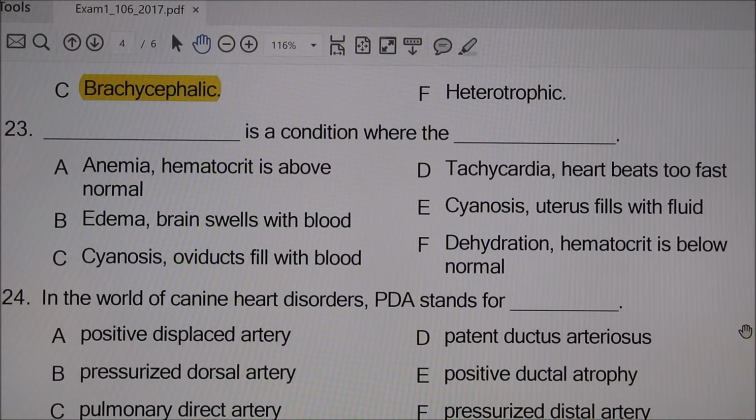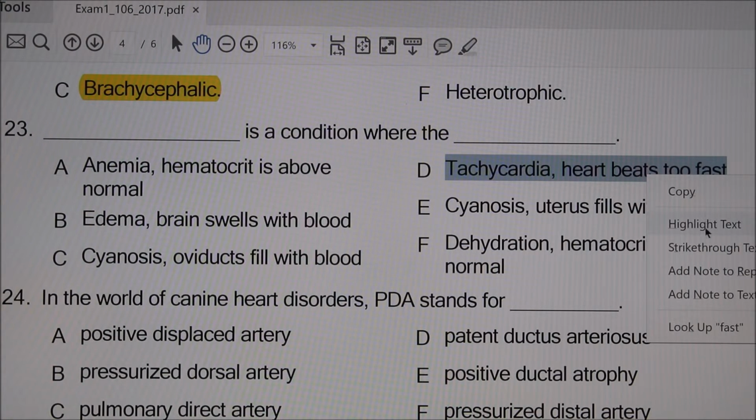Now here's one that's kind of complex. Blank is a condition where the blank. And I'm reading kind of fast. You have to go through these and say, okay, anemia is hematocrit above normal? No, anemia is a hematocrit below normal. You have to go through these and see which one's true and false. Ends up being tachycardia is where the heart beats too fast, above normal.